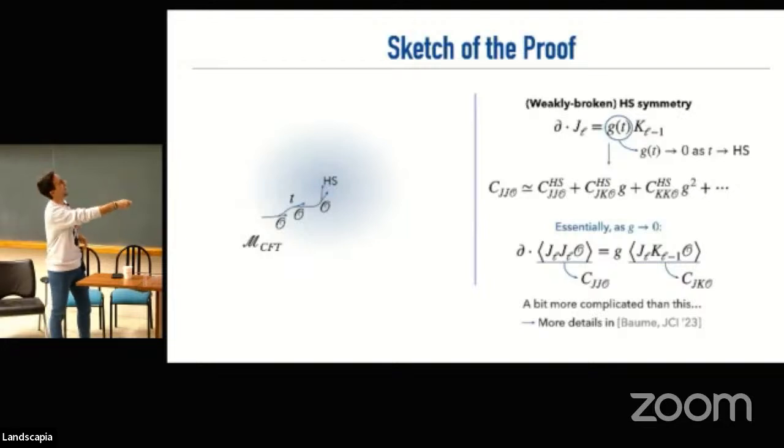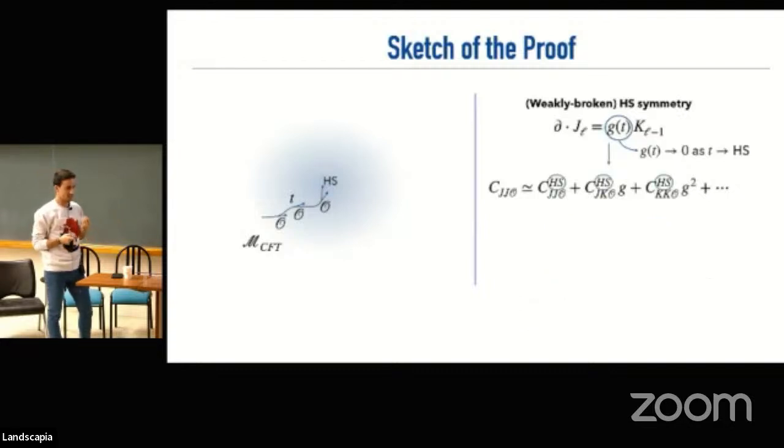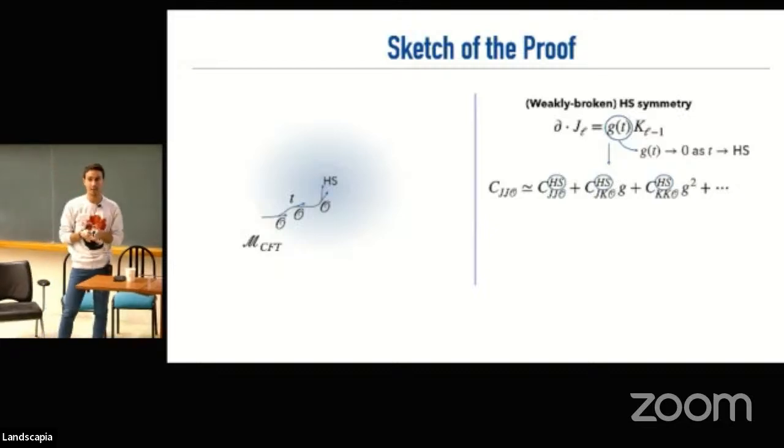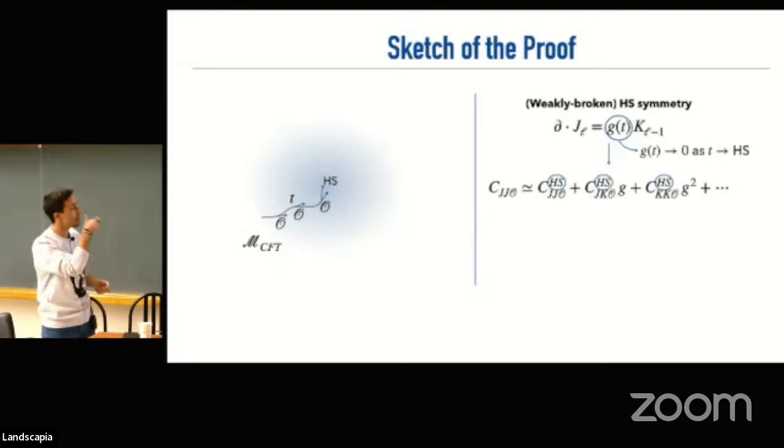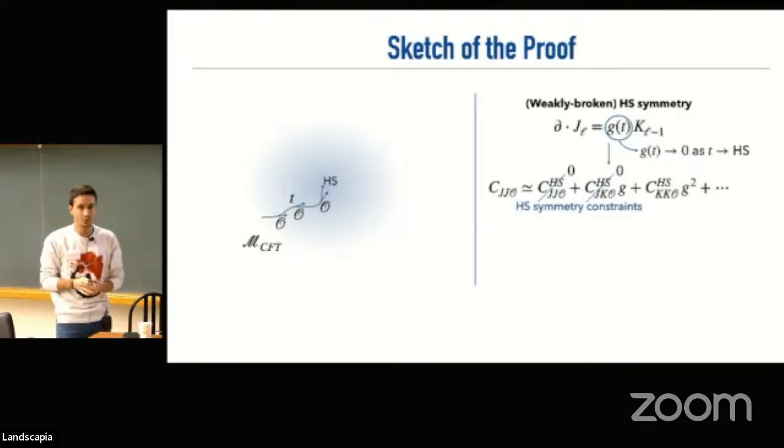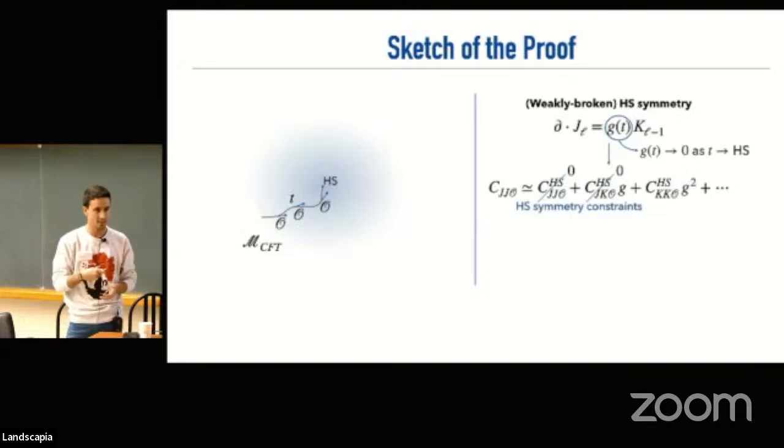Sorry. But for this sketch of the proof, it's easy now. The important point here is that in this expansion, all of the correlators are evaluated at the highest spin point. That means I enjoy higher spin symmetry, so I can impose it. And if I impose it, what I can prove for you, I won't do it here, is that these two must vanish. This looks a bit scary to use higher spin symmetry, but really it's just another global symmetry.